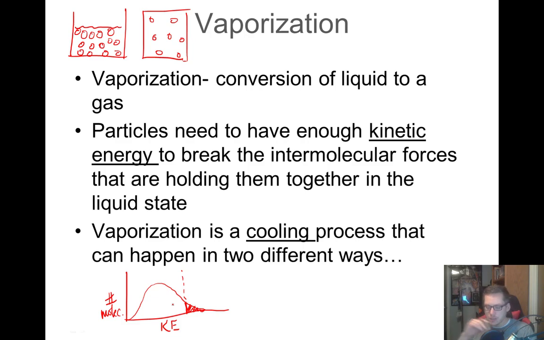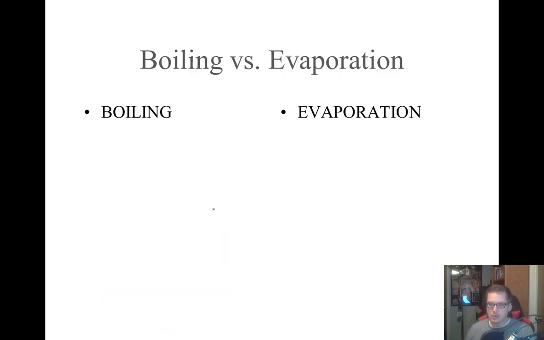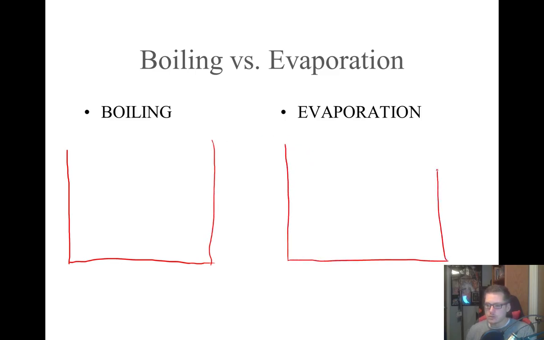All right. So anyway, vaporization is a cooling process, so that's important, but it can happen in two distinct ways that I want to talk about. We have boiling and evaporation. The nice thing about these is that you should be familiar with both of these already, but we're going to try to talk about things in a slightly different way than you're used to.